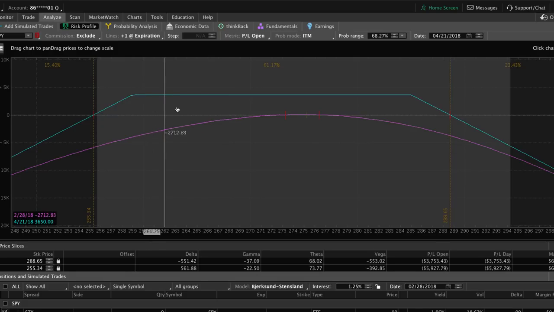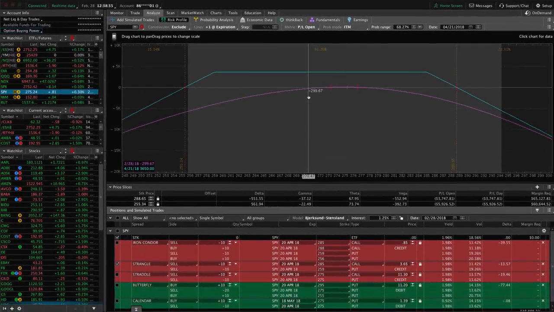And if you view the little box down here as I hover my mouse, you can see the maximum profit on this trade is $3,650 as we're doing 10 contracts. So we're looking to take somewhere around $1,400, $1,500, $1,600 of profit out of this trade.